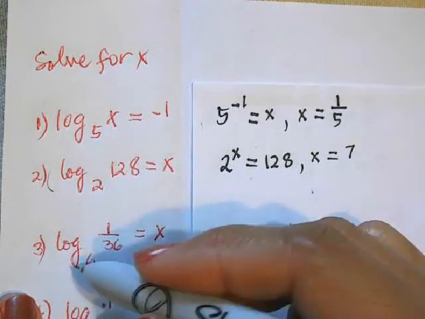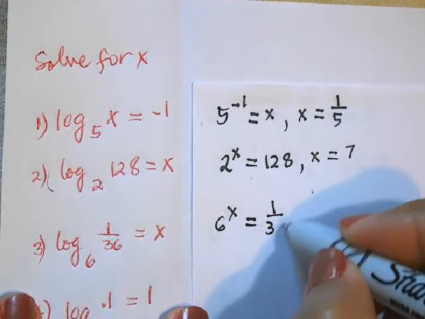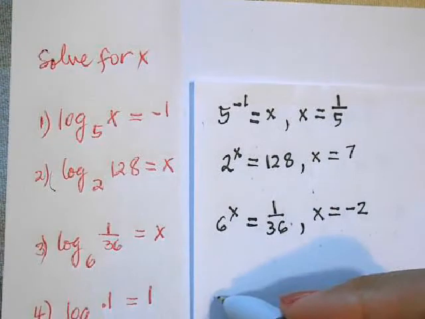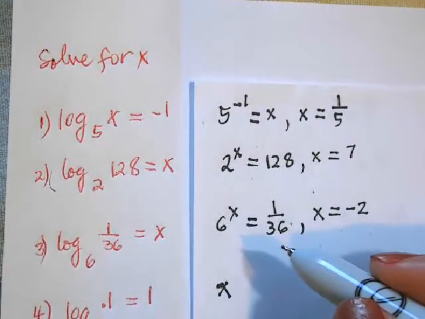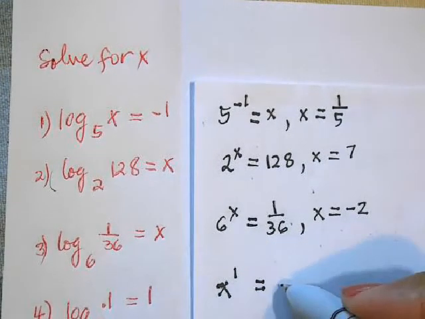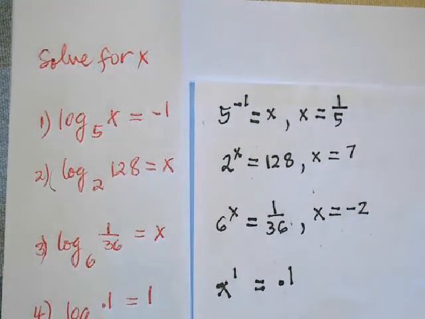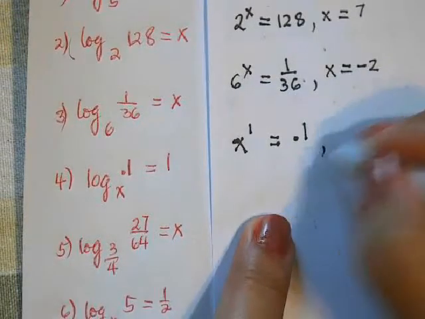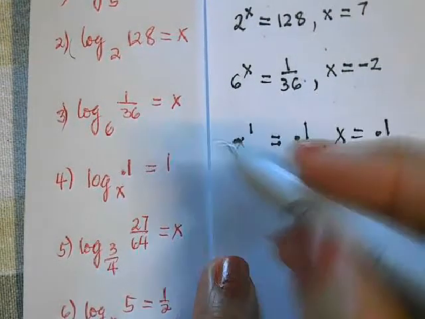Next. What exponent of 6 will give you 1 over 36? It has to be a negative number, so negative 2. What base? So the base is what you're looking for. x to the 1 power is equal to 0.1 or 1/10. So what should be raised to 1 to give you 0.1? Of course, 0.1. It has to be the same number.